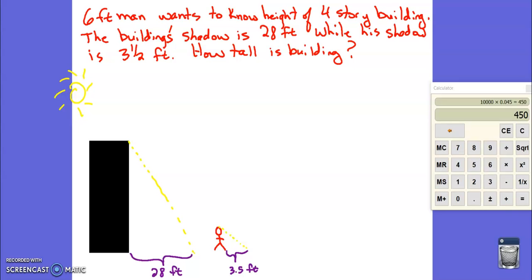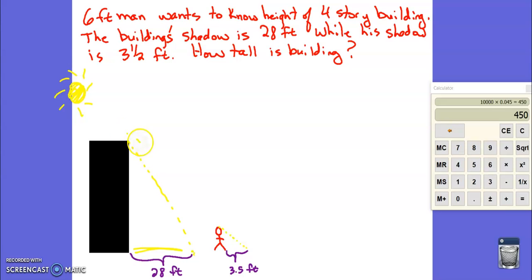All right, let's look at this one. A 6-foot man wants to know the height of a 4-story building. So you can see my wonderful drawing. We have the sun up here, and it's making a shadow on the building. It's 28 feet long from here to here. And the 6-foot tall man is right there, and it's the shadow of him.